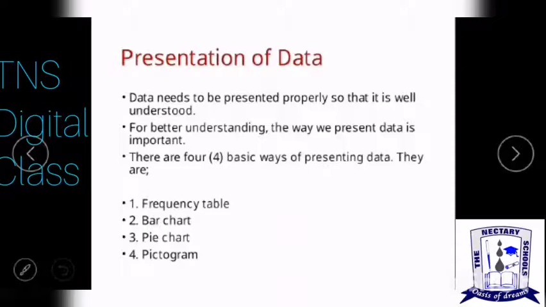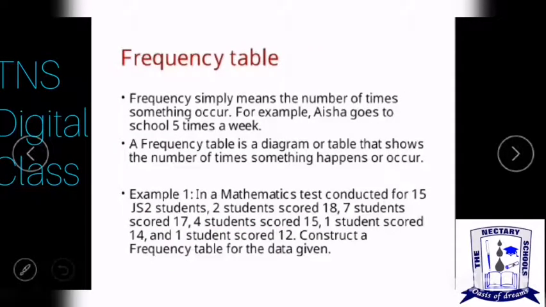There are 4 basic ways of presenting data. This is telling us that we can present our data in different ways, but there are 4. What are they? The frequency table, the bar chart, the pie chart, and the pictogram. Let's say that together. Frequency table, bar chart, pie chart, pictogram. Let's move on.